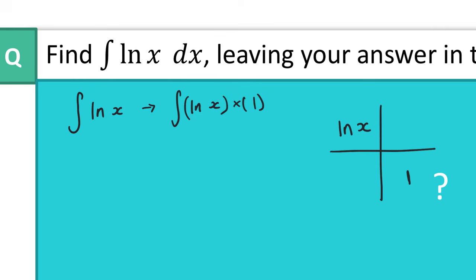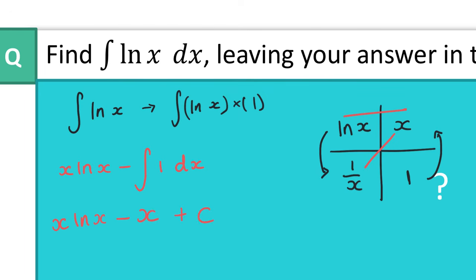Okay, so once we fill in the box, what happens now? Ln of x, we differentiate, and this becomes 1 over x. 1, we integrate it, it becomes x. So now our magic number 7, x ln of x minus the integral of, what's x over x? 1 with respect to x. So what we then have is x ln of x minus, when we integrate 1, what do we get? x plus c. So there we go.